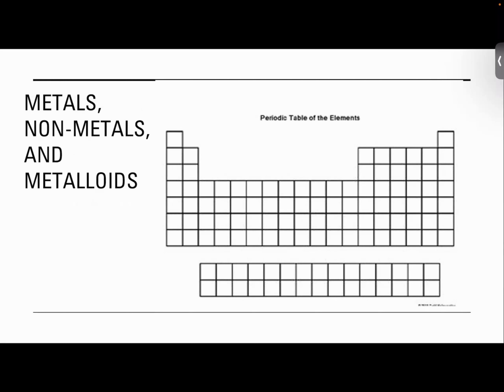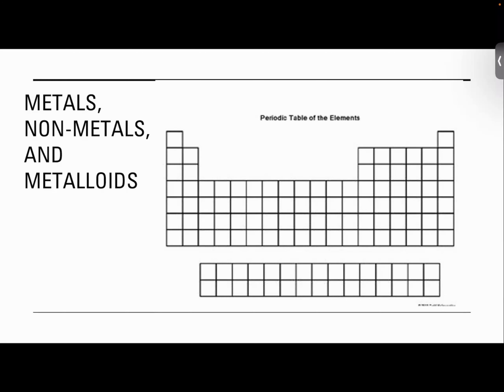The metalloids. If you draw a line from boron to astatine and add germanium and antimony, those are going to be your metalloids. The metalloids separate the metals from the nonmetals.